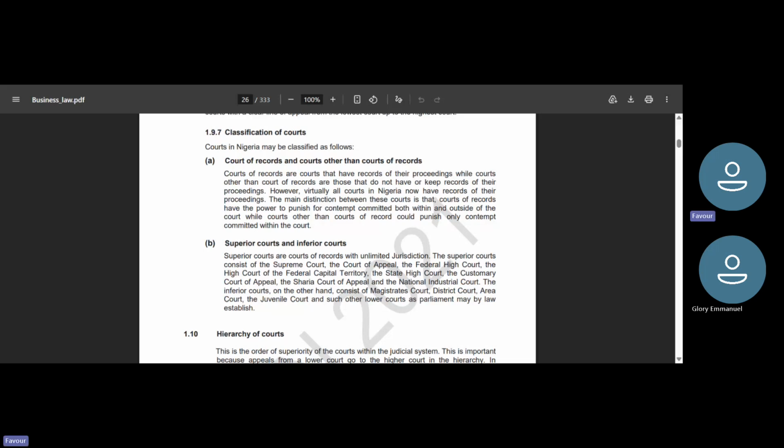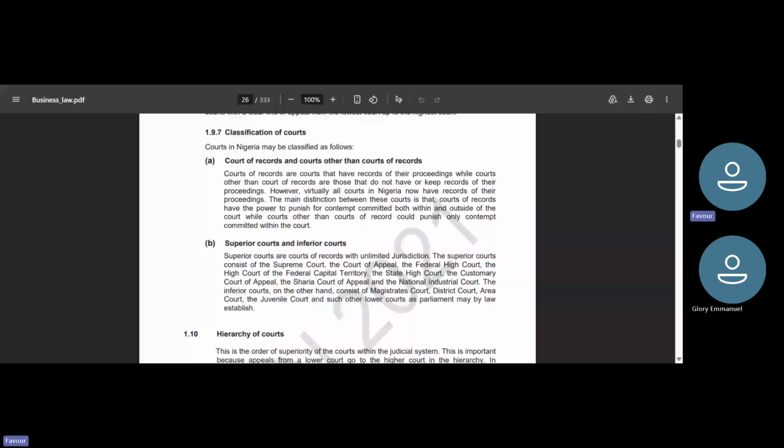So the second classification is the superior and the inferior courts. The superior courts have unlimited jurisdiction. This is the Supreme Court, the Court of Appeal, and Federal High Court, Customary Court of Appeal, the Sharia Court of Appeal, the National Industrial Court, and all that. Then the inferior courts are courts with limited jurisdictions, right? These include the Magistrate Court, the District Court, and so on and so forth.